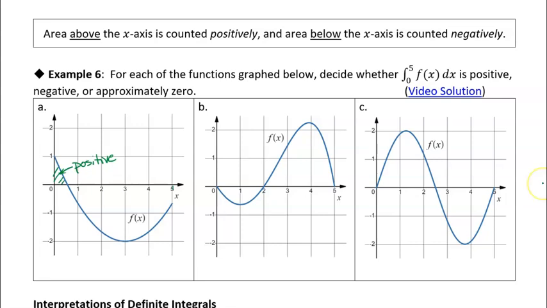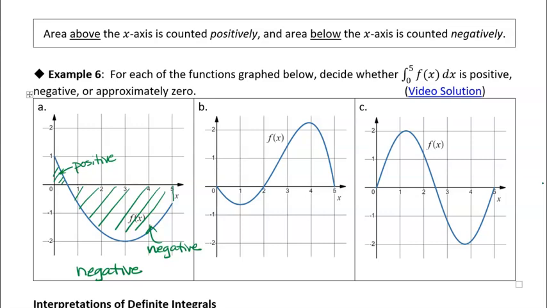And then if we integrate all the way to 5, you can see all of this area is negative area, right? So this is negative area. All right. So the net change, right? The net area here, we have a little bit of positive, but we have a whole lot more negative area. So when we find the net area, it's going to be negative.